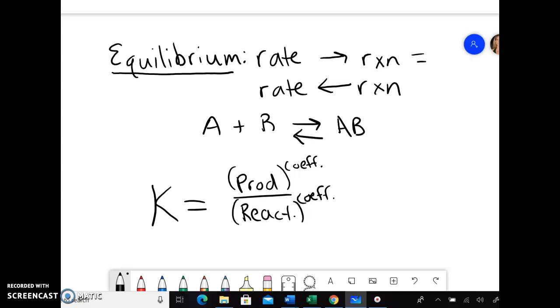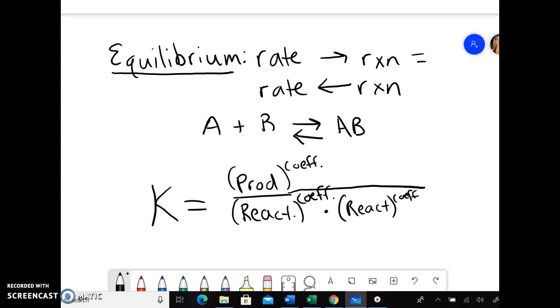If you have more than one reactant, then you're going to multiply them. Do not add them. I see a lot of people stick a little plus sign in there. So you would multiply if you have more than one reactant, or same thing with the products.